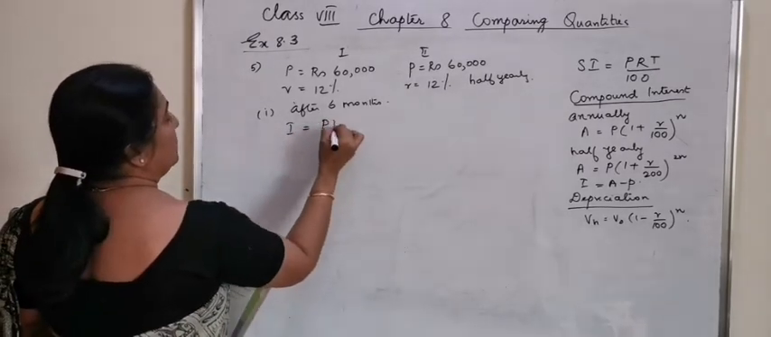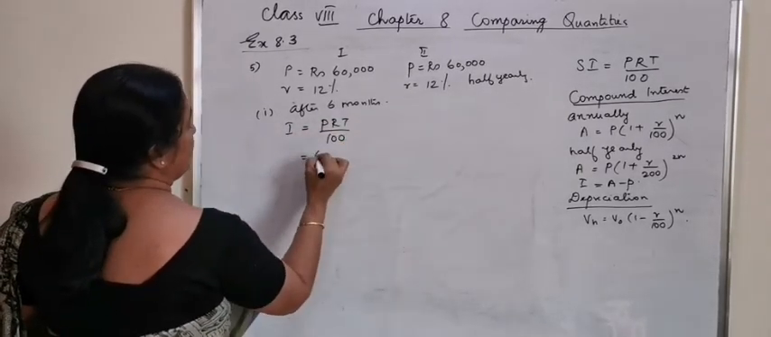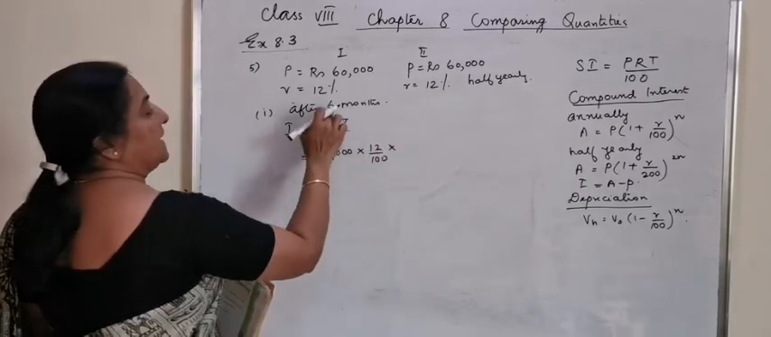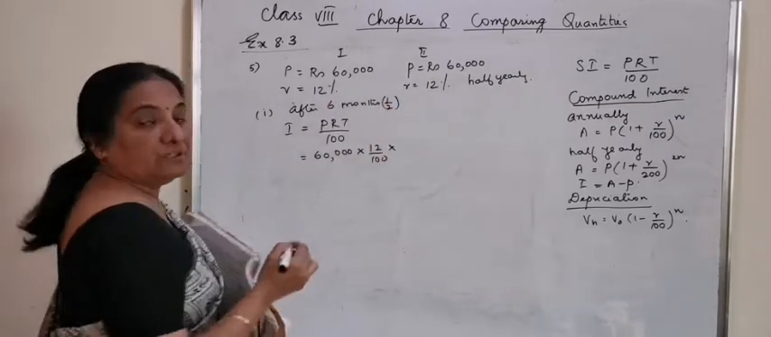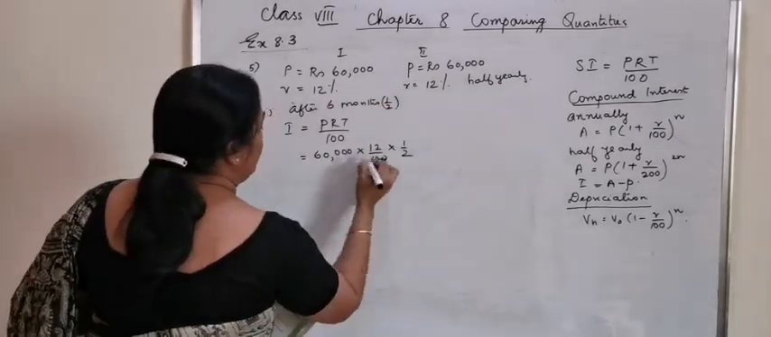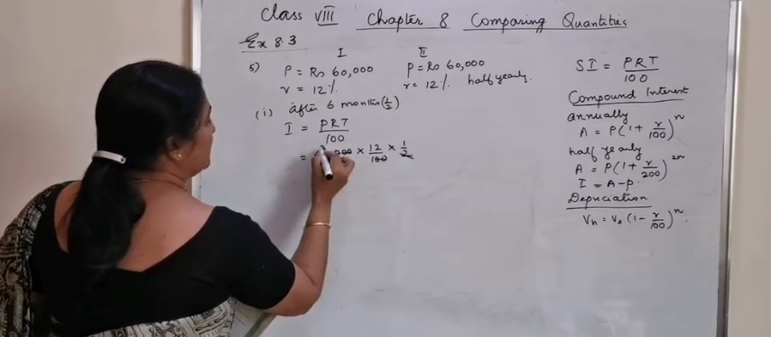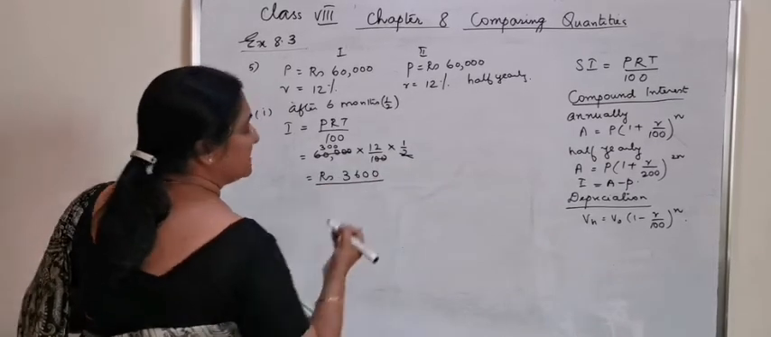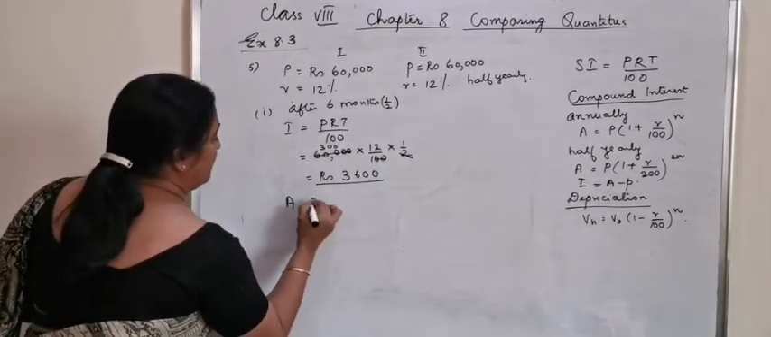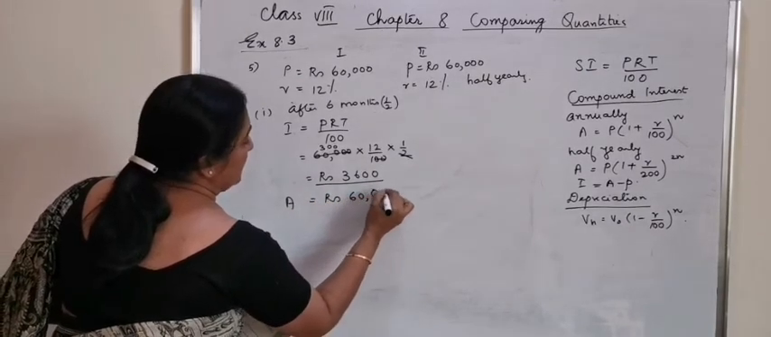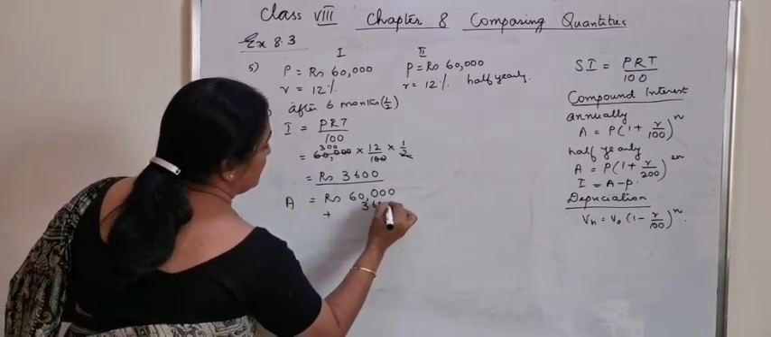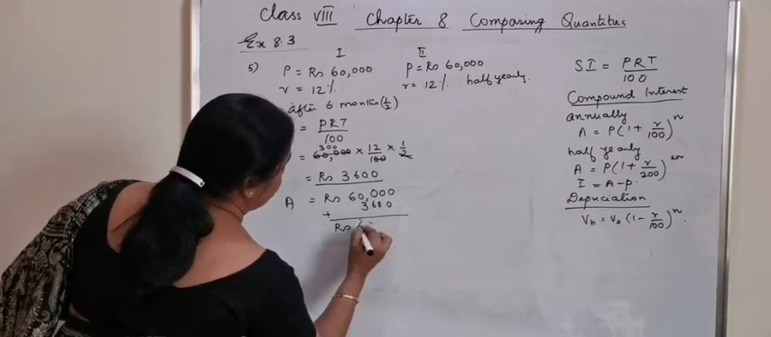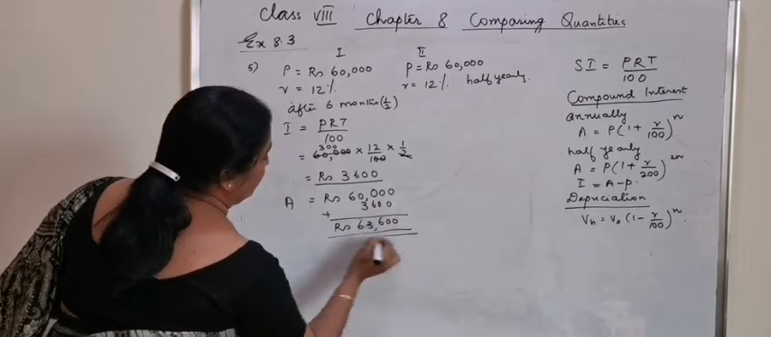So I is equal to PRT by 100, which is equal to 60,000 into rate 12 by 100 into time. Time is 6 months, which means half a year, which is equal to 1 by 2. Or 12 threes are 36, rupees 3,600 is the interest, and the amount is equal to rupees 60,000 plus 3,600, that is rupees 63,600.